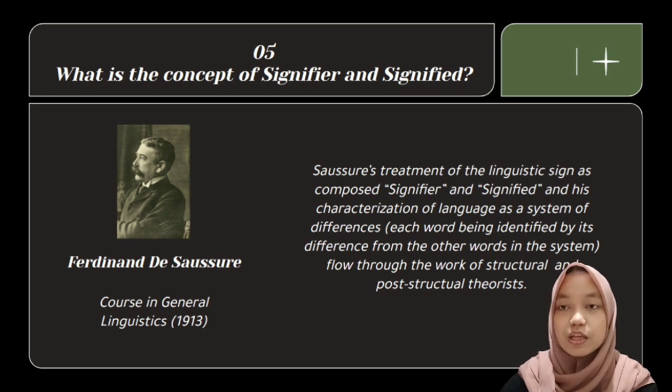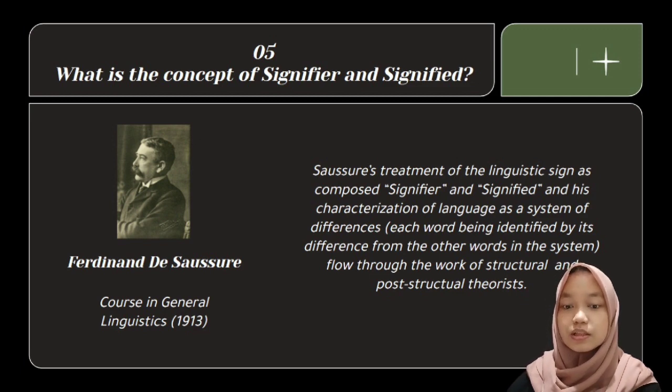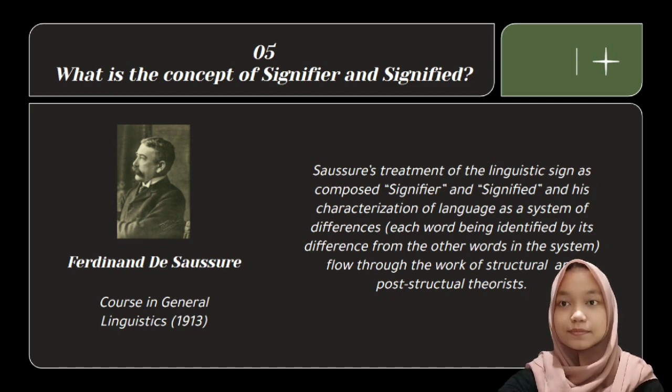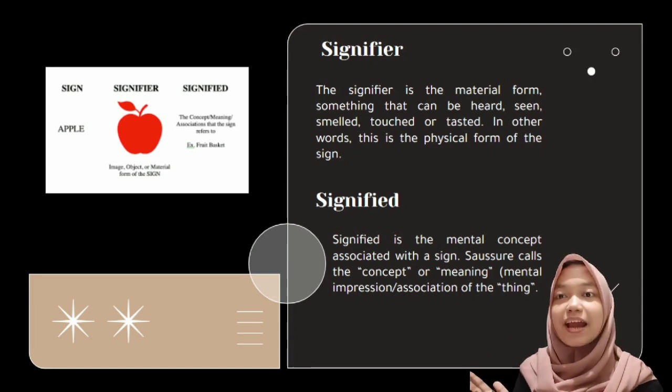Saussure's treatment of the linguistic sign as composed of signifier and signified, and his characterization of language as a system of differences, each word being identified by its difference from the other words in the system, flow through the work of structural and post-structural theories. So, what are signifier and signified?